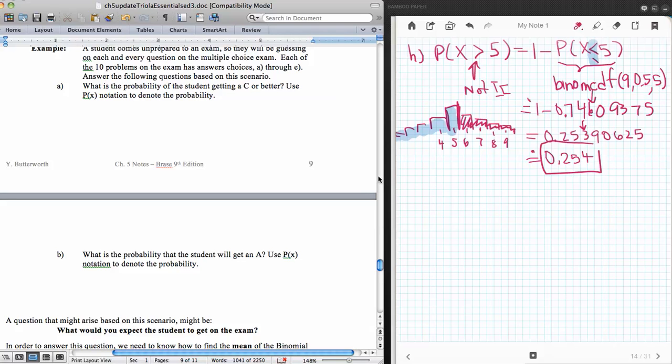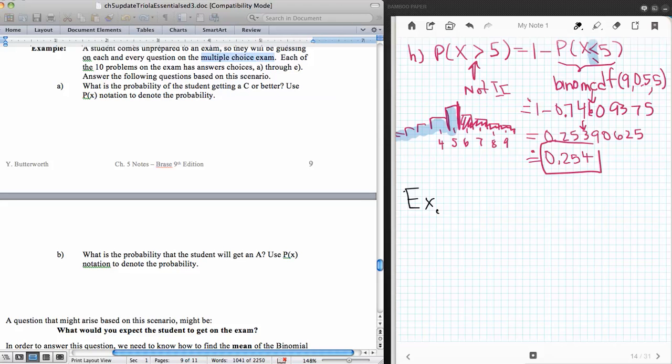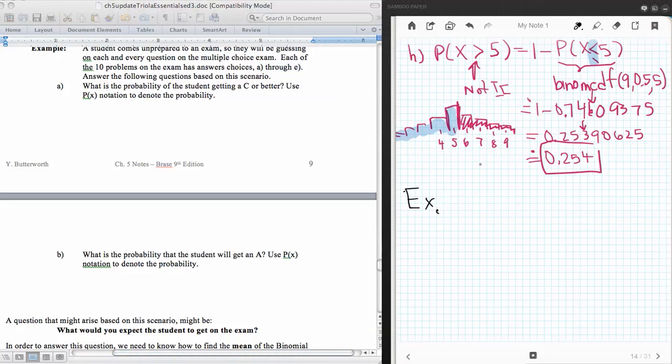A student comes unprepared to an exam, so they will be guessing on each and every question on a multiple choice exam. If they're guessing, the probability that they will get a problem correct is a chance in however many outcomes there are. Because it's multiple choice, I have to know how many choices they have. There's A through E, A, B, C, D, and E, that's 5 different choices. So the probability of a success is going to be 1 in 5.